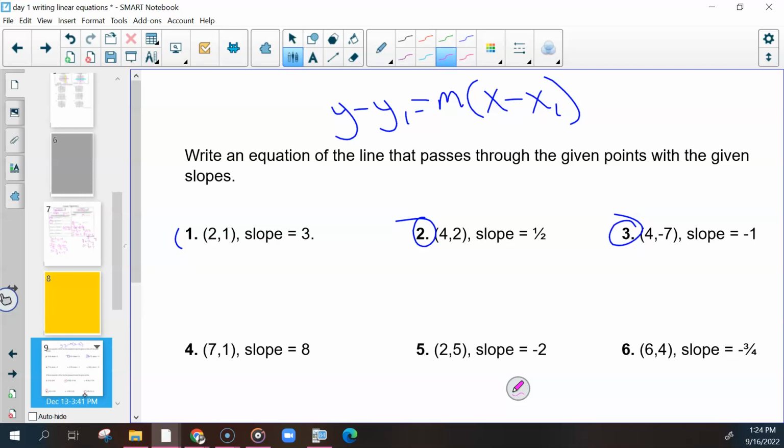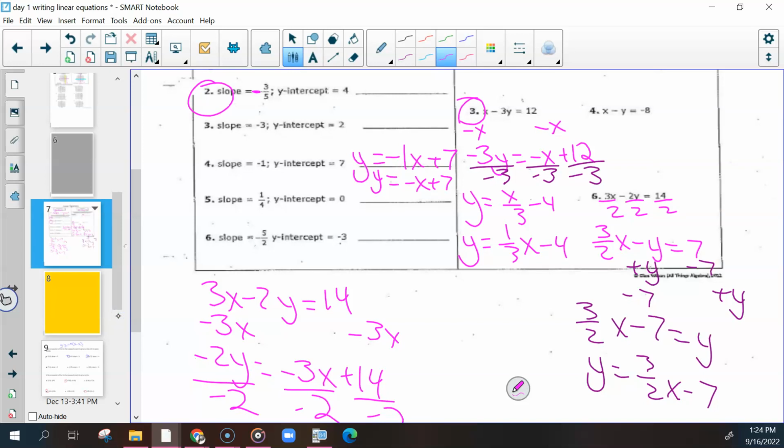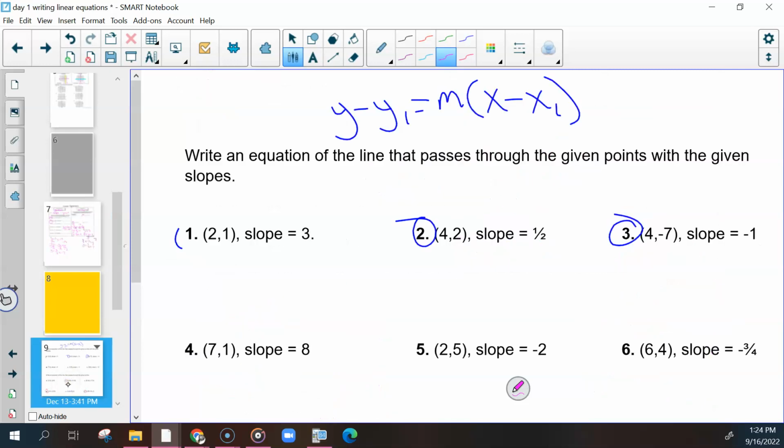Moving on. You need to go back. Yes. At the top of this page, write this formula. If you want to put a name to this, this is your point slope formula. This will be another thing that you will need to know and remember.